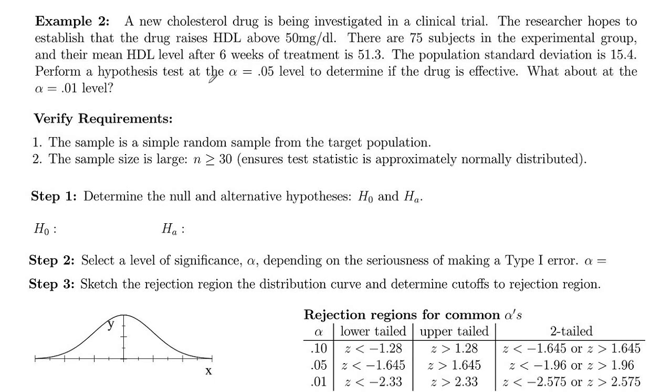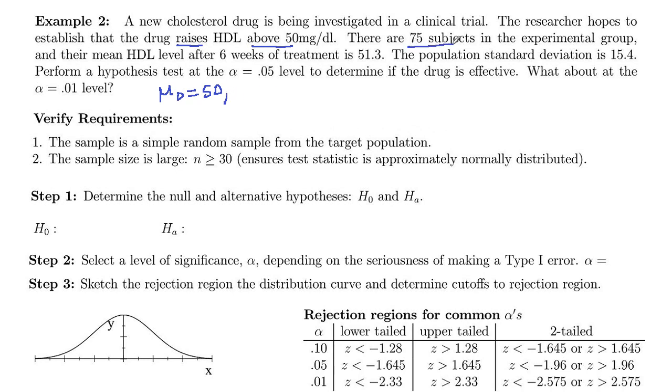So let's do another example of a complete hypothesis test. Here, a new cholesterol drug is being investigated in a clinical trial. The researcher hopes to establish that the drug raises HDL, the good cholesterol, above 50. So that's going to be our mu0, 50 is what we're testing against.